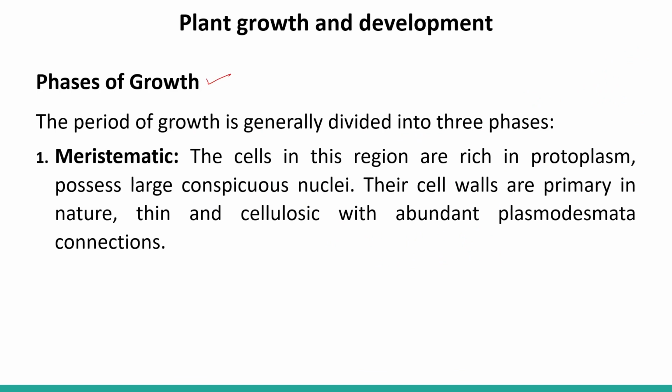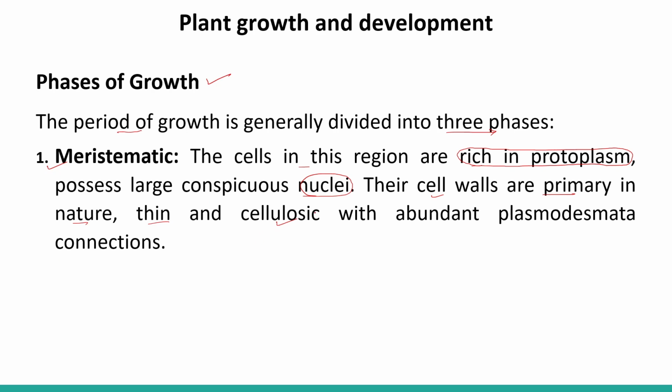All right, now the period of growth is generally divided into 3 phases. First is the meristematic phase. In the meristematic phase, what happens? The cells in this region are rich in protoplasm. The meristematic region consists of meristematic cells which are rich in protoplasm. They have very large nuclei. And what about the cell walls? The cell walls are primary in nature. Okay, they are thin walled and cellulosic.